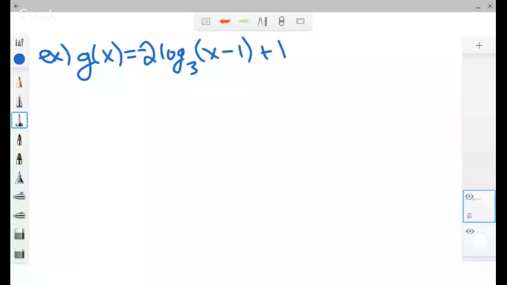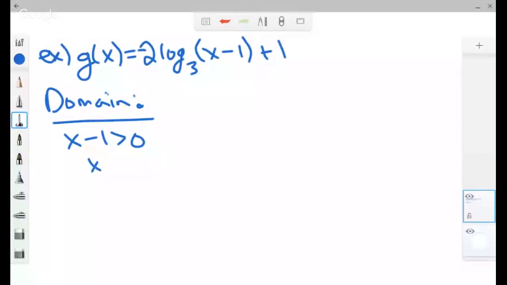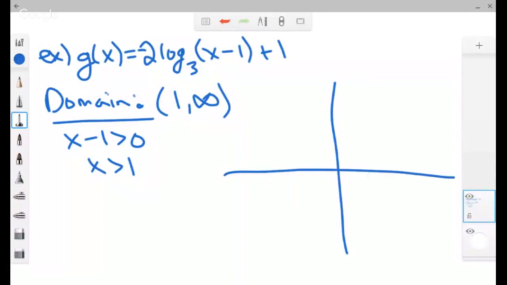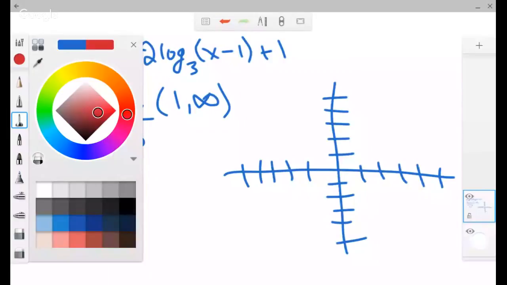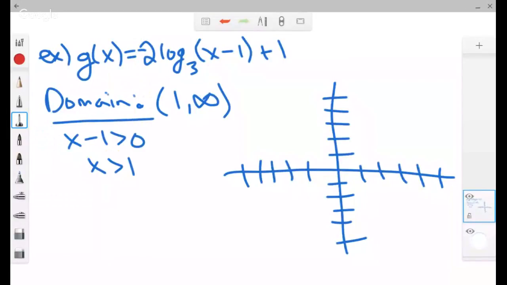So if I have something like this, again, for the domain, I could graph it, or I could do the method that we talked about earlier in the video. If I set x minus 1 greater than 0 and solve, I get x is greater than 1. So my domain is 1 to infinity, not including 1. When I graph this, I can use a couple test points as well as some of the things that I know about transformations. So let's write our transformations down here.